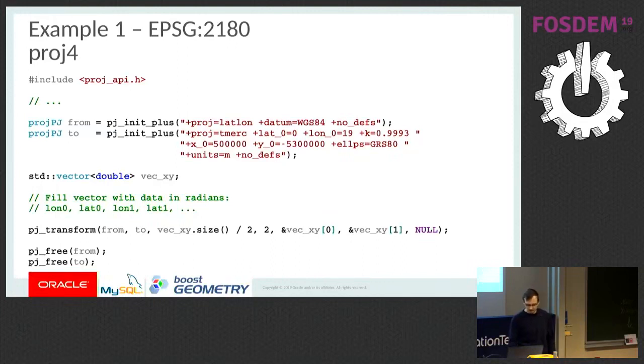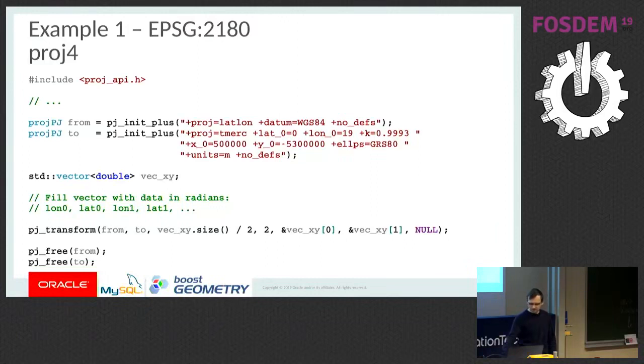pj_init_plus takes a Proj.4 string, so this is a different kind of defining a projection than the WKT I showed at the beginning. Then I have some array of coordinates, which here is a vector, and then I'm calling the pj_transform function passing the coordinates. And I have to free the projections because essentially these are pointers.